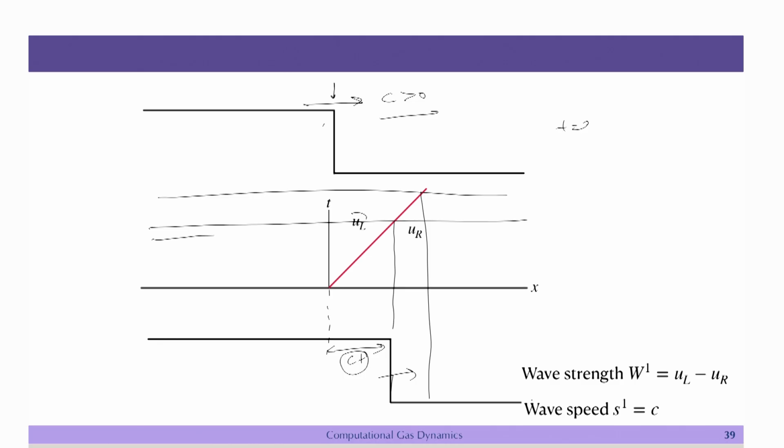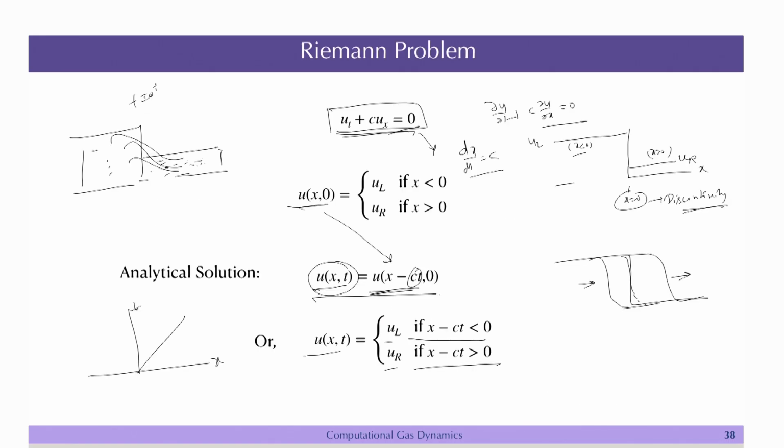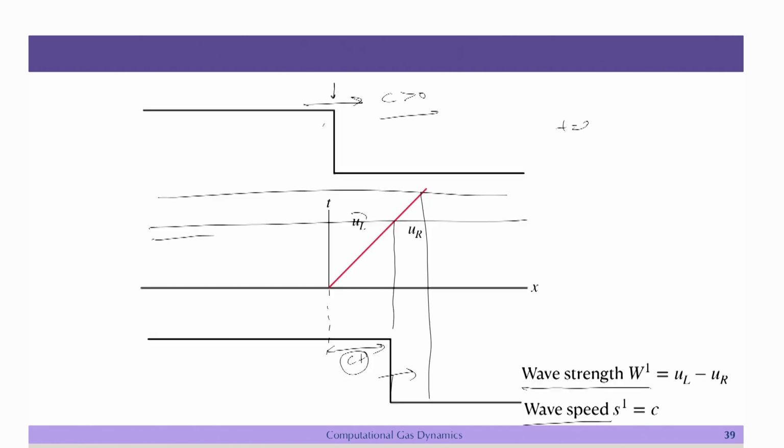We will come to this later: for a more complex problem we can represent this entire thing that we are writing here, u_L and u_R depending on whether x minus ct is less than 0 or greater than 0, in terms of basically u_L minus u_R, which we call the wave strength, and c, which is basically your wave speed.